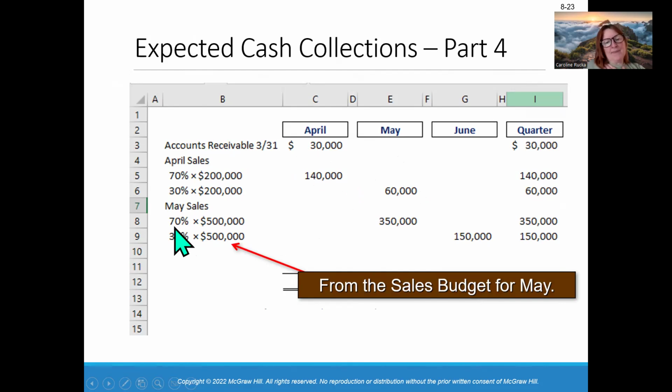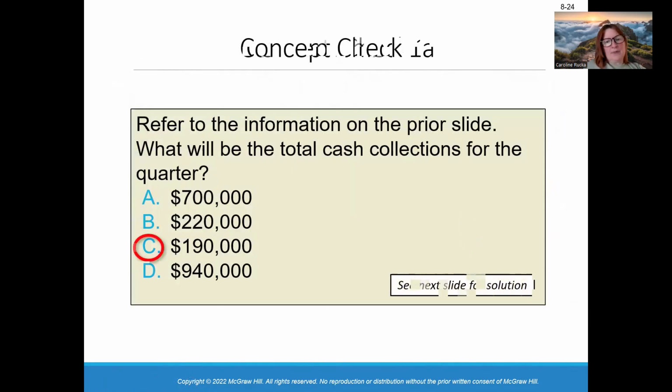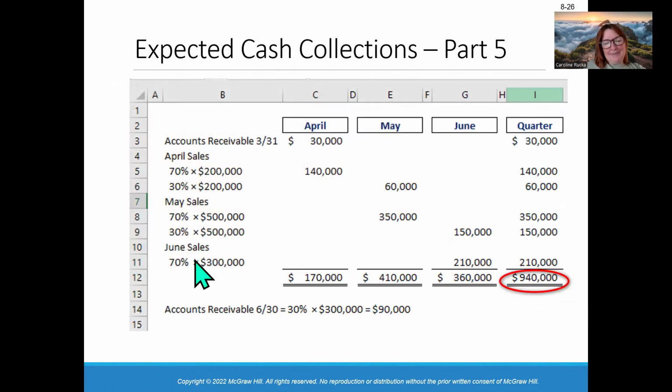So May's sales, $500,000. We collect 70% of that in May, $350,000. The other $150,000 flows over until June. Then in June, we sell $300,000 worth, but we only collect 70%, that $210,000. The 30% is going to flow over into the next quarter. So then we just add all of these numbers up to get our total collections for the quarter.